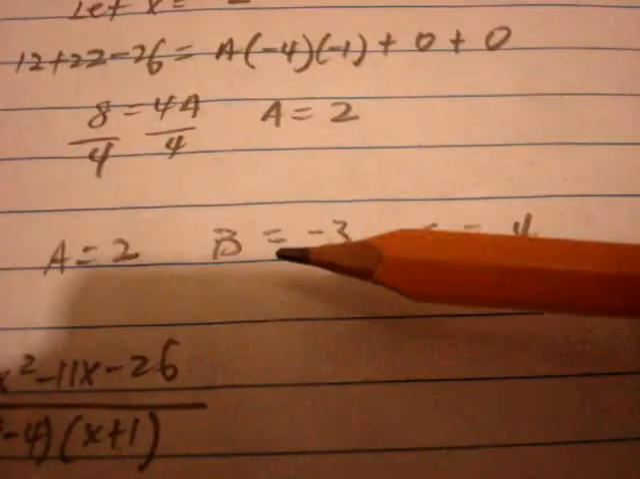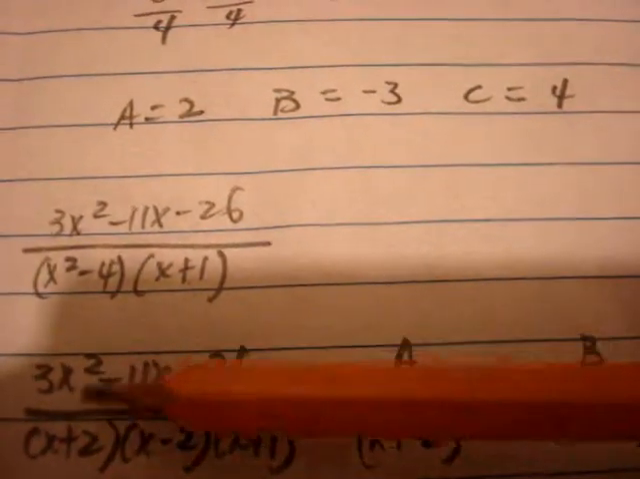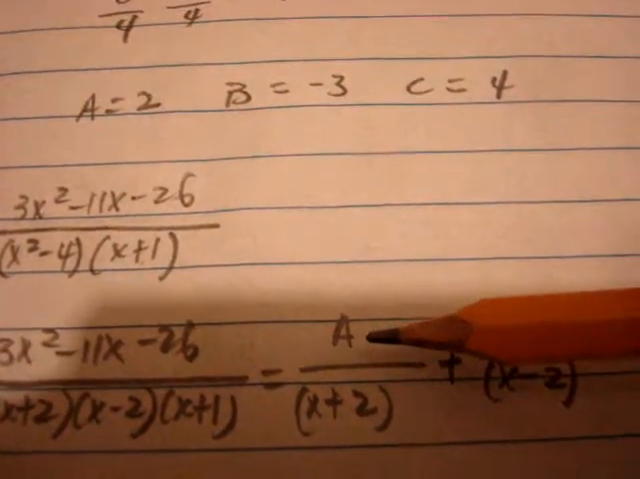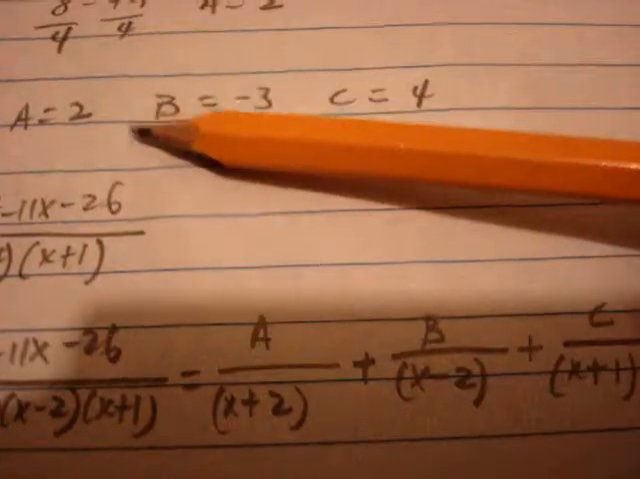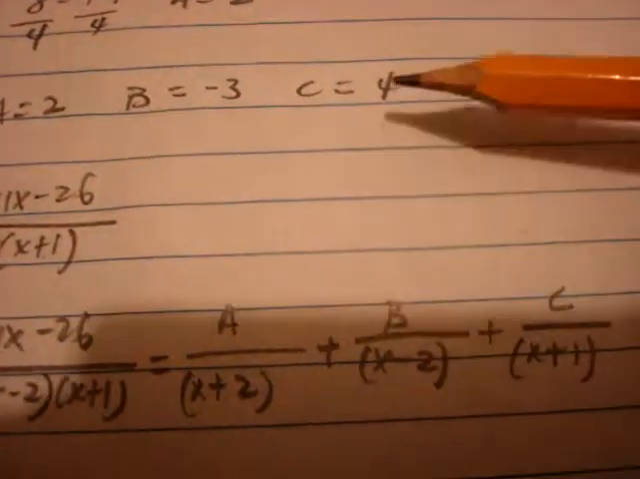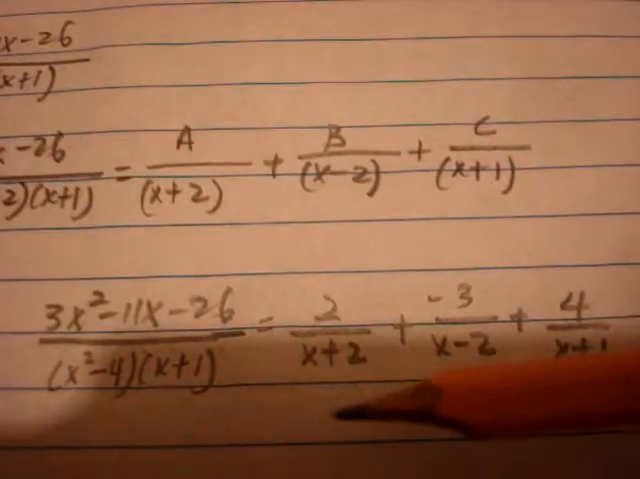Once I get that, I put it back into the original expression right here. This is the partial fractions. So I put the 2 for the A down here, and the -3 for the B, and the 4 for the C. So the final answer will be like this.